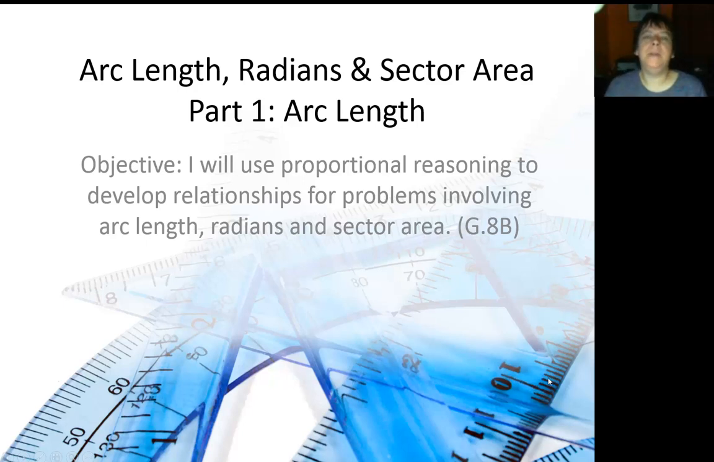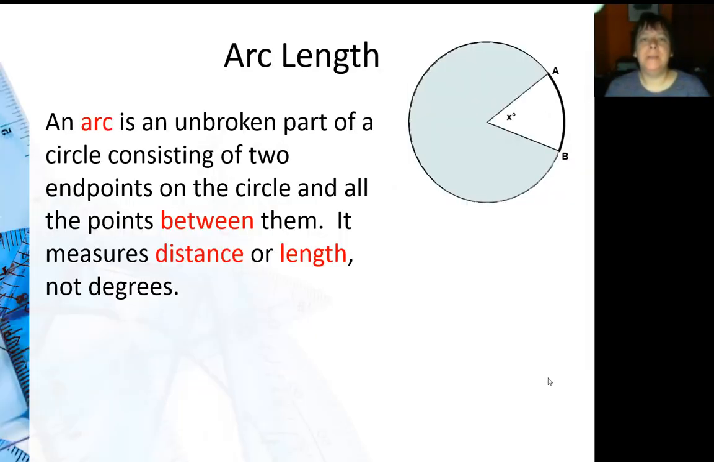In this lesson, we're going to be looking at the parts of a circle: arc length and area, and actually something new called radians, which is another way to measure angles. So to start with arc length, an arc is an unbroken part of a circle consisting of two endpoints, in this case A and B, and all of those points between them. It measures distance or length, not degrees.